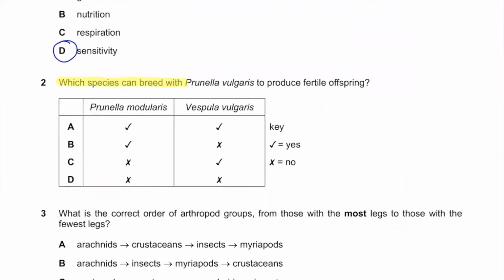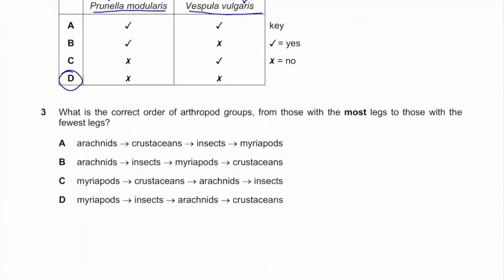Which species can breed with Prunella vulgaris to produce fertile offspring? Guys, this particular organism is vulgaris, and the genus is Prunella. So none of these particular species are Prunella vulgaris. There is a vulgaris, there is a Prunella. However, they are not the same species. So because of that, none of them will be able to breed to produce fertile offspring.